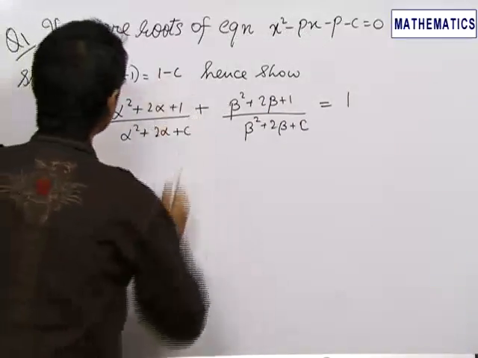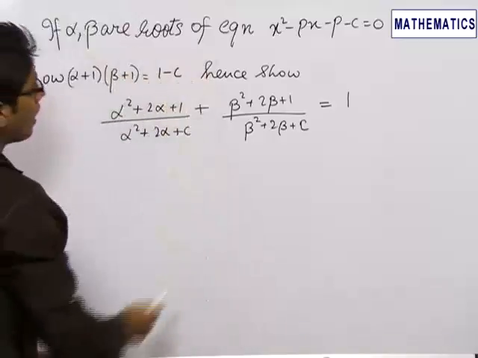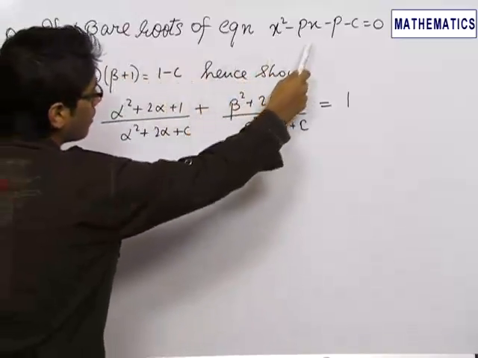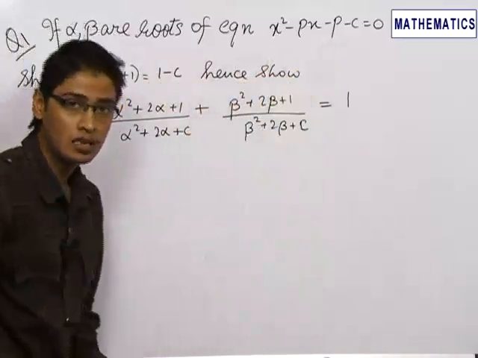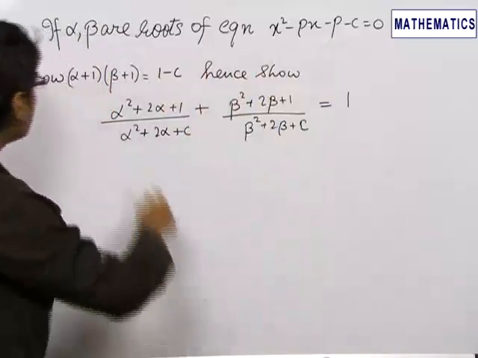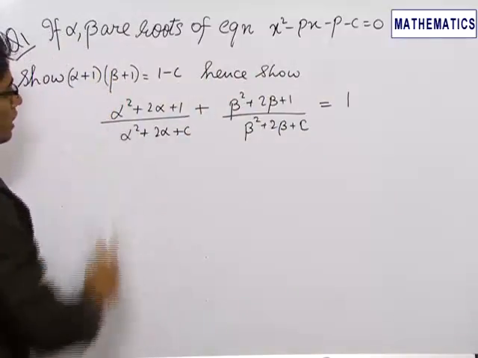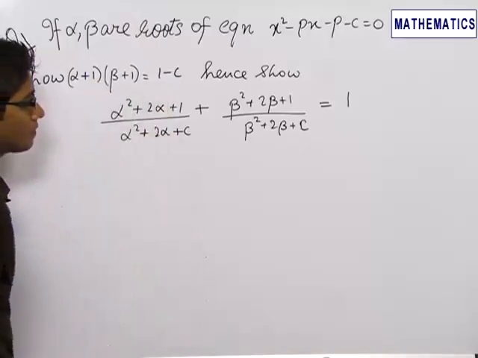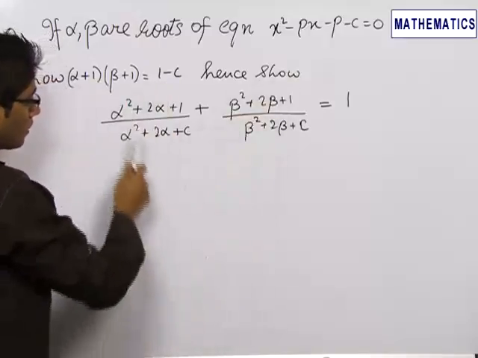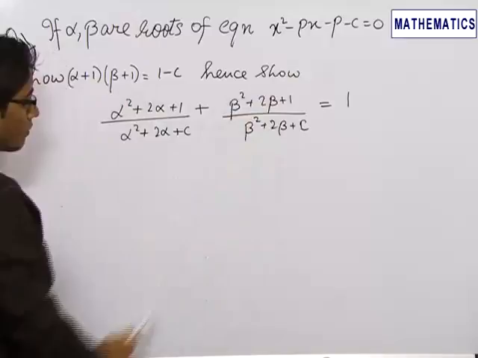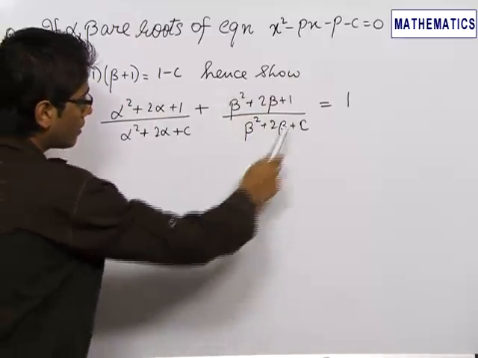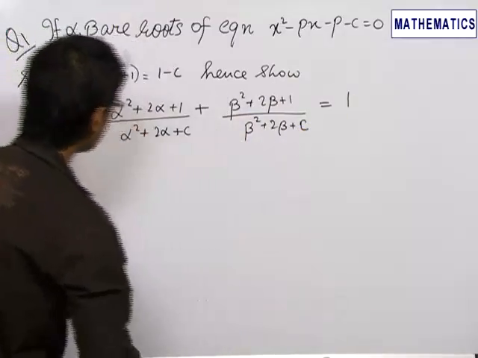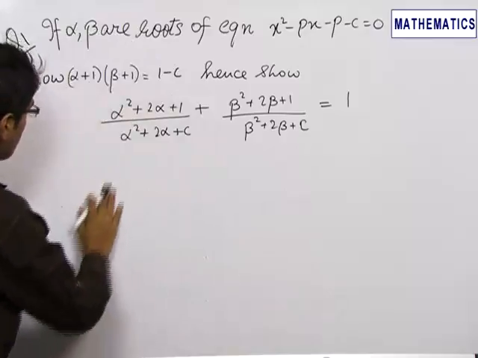Our first question says, if alpha and beta are the roots of the equation x square minus px minus p minus c equals 0, then we need to show that (alpha plus 1)(beta plus 1) equals 1 minus c, and hence we need to show that (alpha plus 1) whole square upon alpha square plus 2 alpha plus c, plus this term, equals 1. Our first part of the question is a pretty simple part.